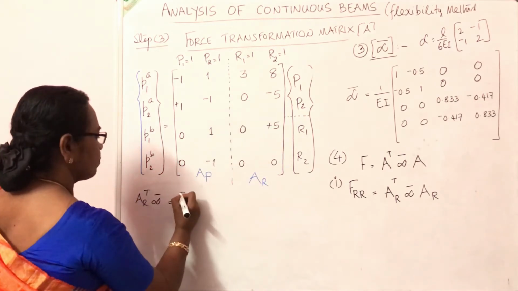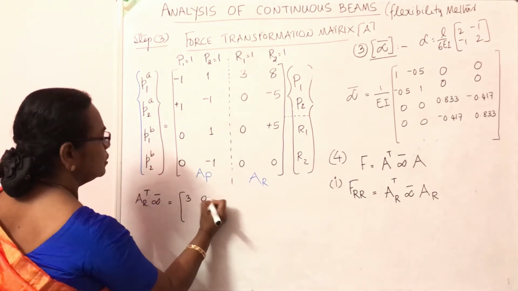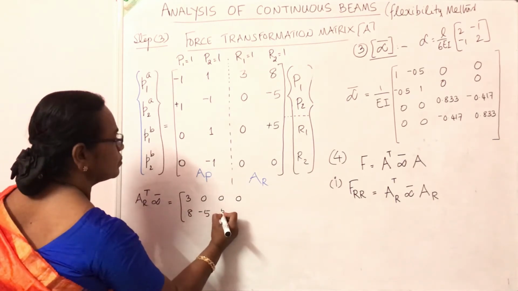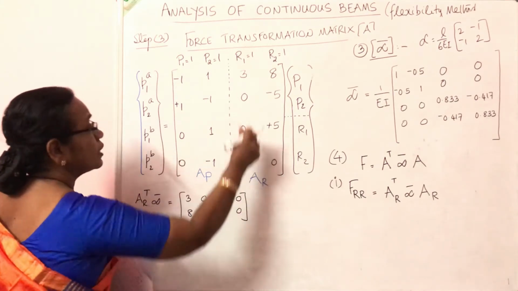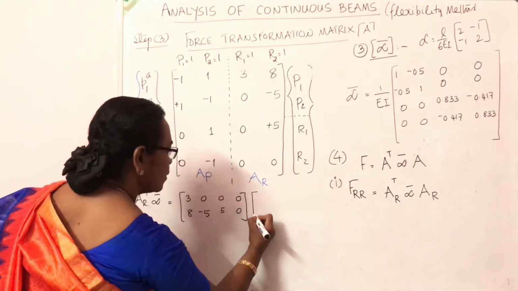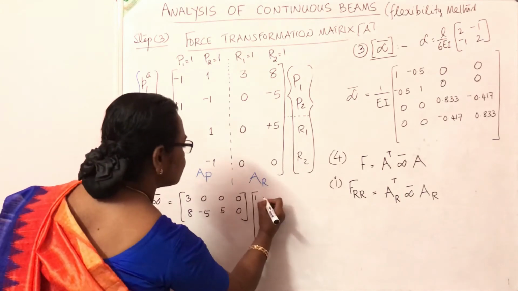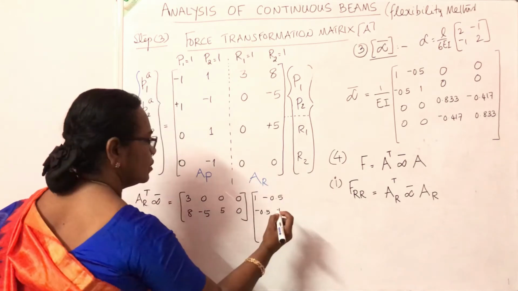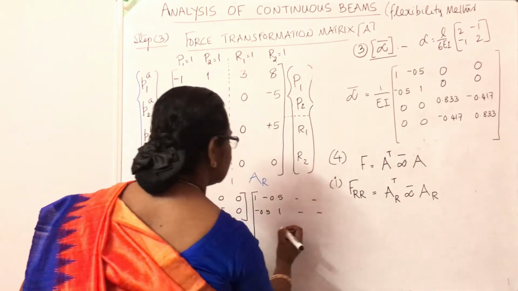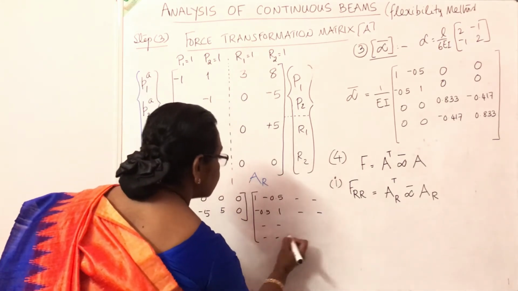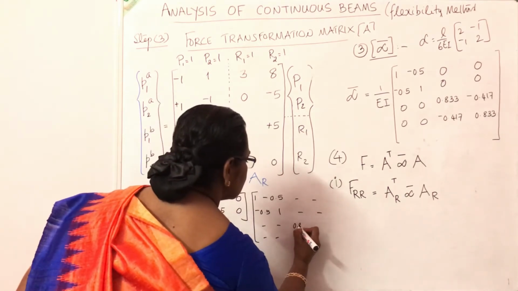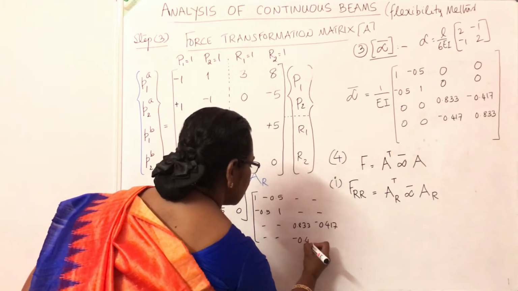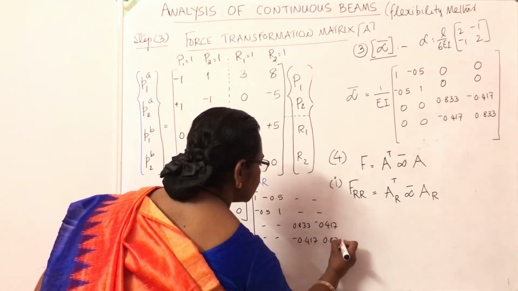So this is 3, 0, 0, 0, 8 minus 5, 5, 0. That is AR transpose of this, into alpha bar. Alpha bar is 1 minus 0.5 minus 0.5 1. These are 0, 0, I am not going to write them. These values are 0.833 minus 0.417 minus 0.417 0.833.